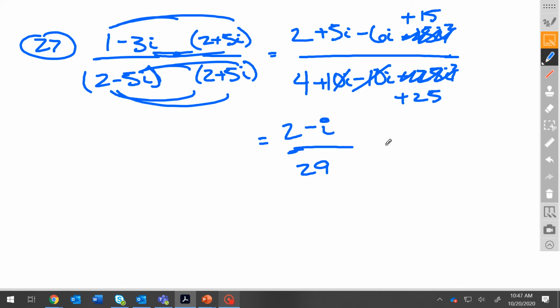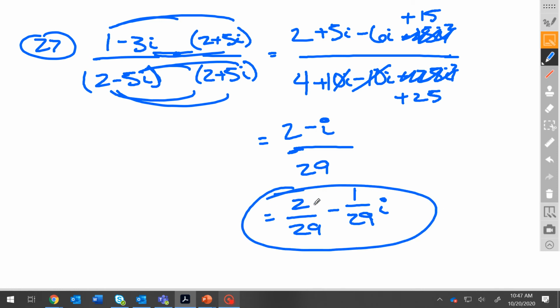Alright, now I do want this in the form of an actual complex number. So I'm going to split the denominator to each of them. So 2 over 29 is the real part, minus 1 over 29 i. Or i over 29. Not super important how you write that one, but this is best, because now you can clearly see the coefficient of the i term is negative 1 over 29.